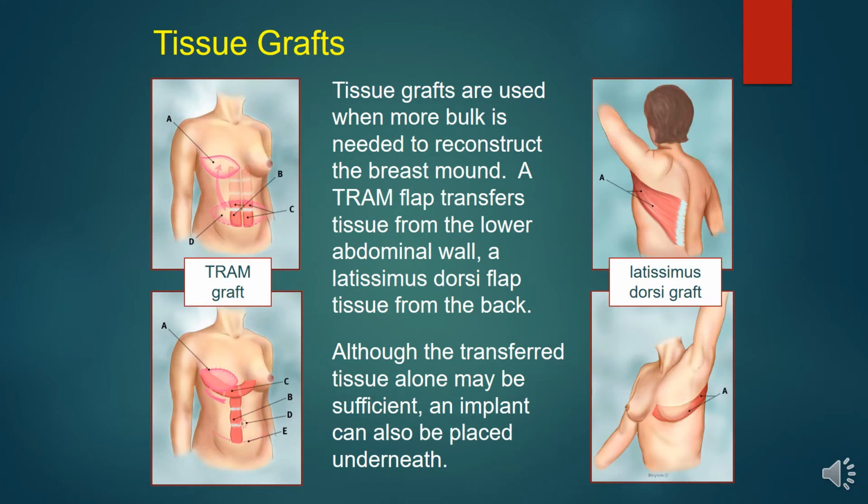Tissue grafts are used when more bulk is needed to reconstruct the breast mound. A TRAM flap transfers tissue from the lower abdominal wall, and it is based on the inferior epigastric vessels. For a latissimus dorsi flap, tissue is taken from the back. Although transferred tissue alone may be sufficient, an implant can also be placed underneath.